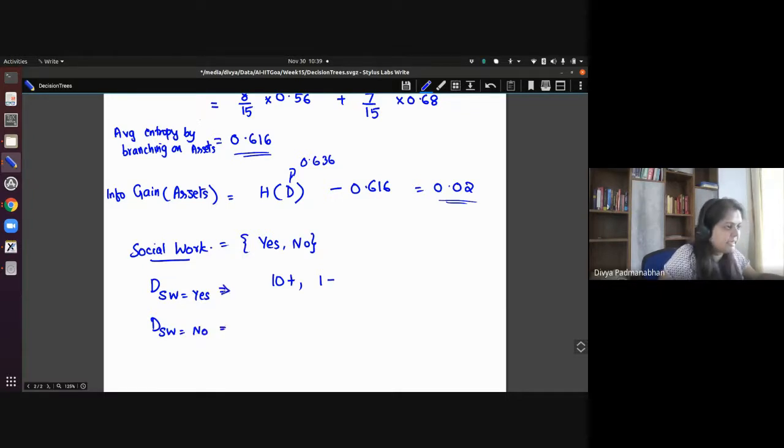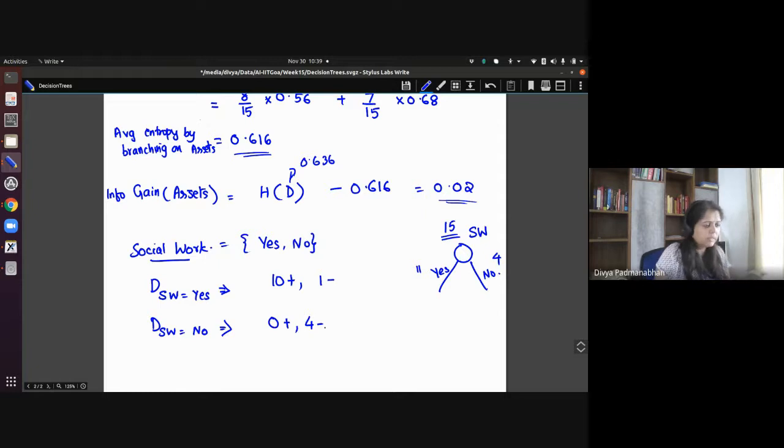if we are collecting these data points out of the 15, how much is left? So four had to come here. What it means is, if I'm thinking of social work and doing a branch on that, there are a total of 15 examples. There are 11 examples which had social work as yes, and the remaining was 4, and maybe there were 0 positive examples and 4 negative examples. All the 4 which came here had the negative class, so they didn't win the elections.